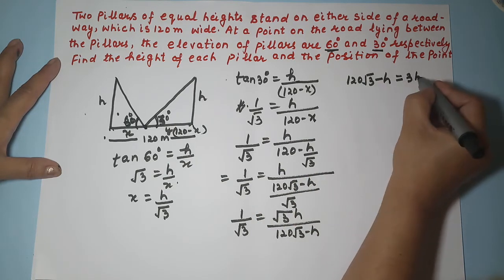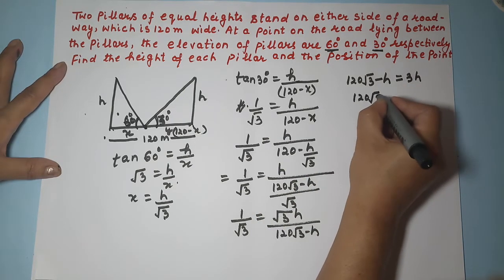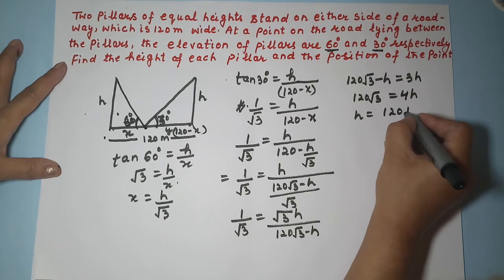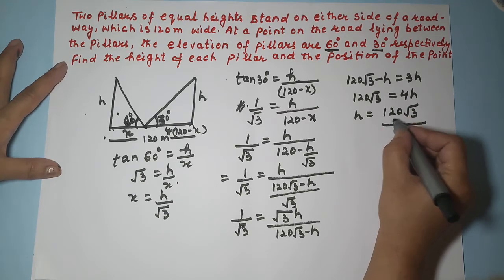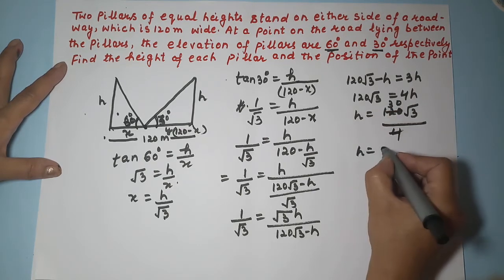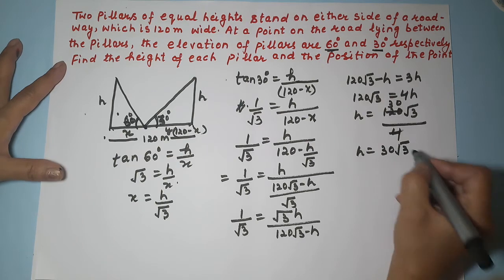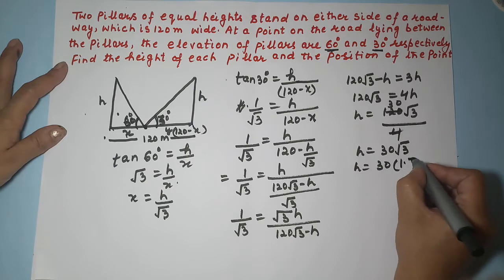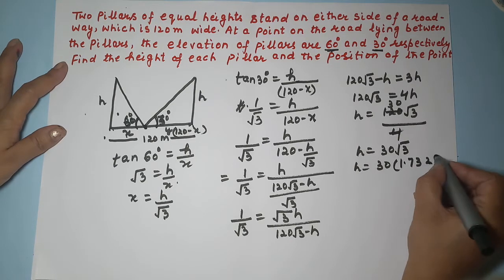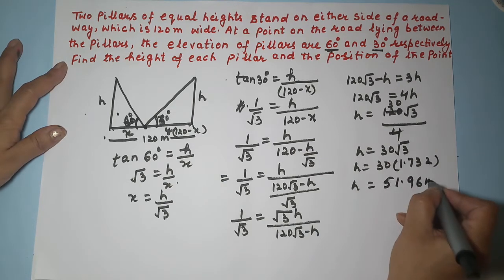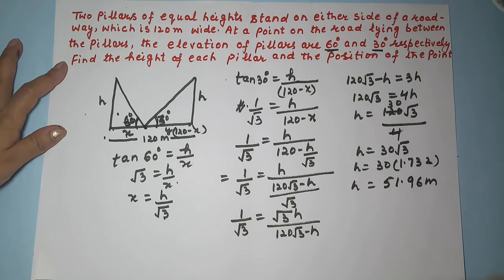If I shift this H to this side, I am getting 120 root 3 equal to 4H. Finally, my H is 120 root 3 divided by 4. So 4 30s are 120, and I have got my H as 30 root 3. Now H is equal to 30 root 3. I will replace root 3 by 1.732. So H is equal to 51.96 meters.